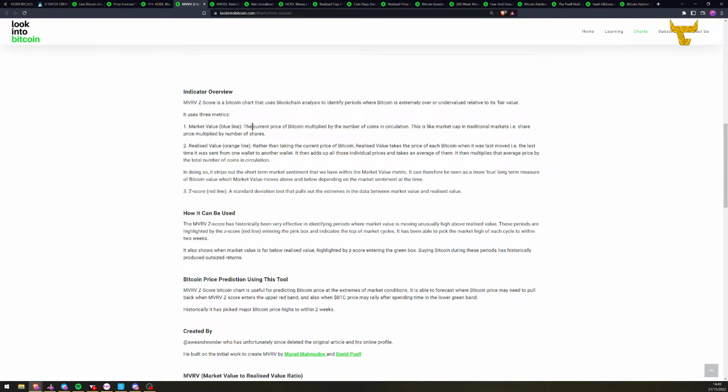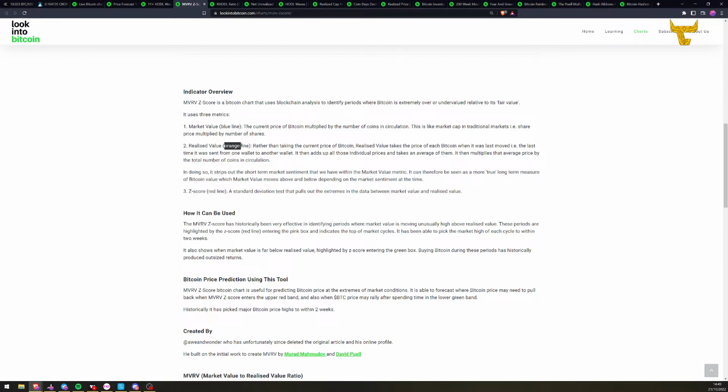Market cap value is the current price of Bitcoin multiplied by the number of coins in circulation. This is like market cap in traditional markets: share price multiplied by number of shares. So it is simply the market cap.